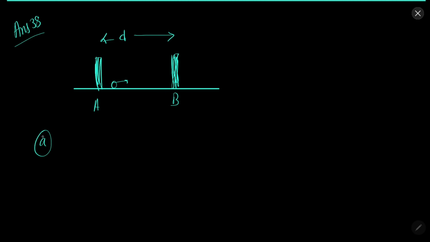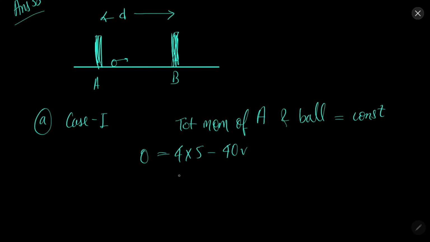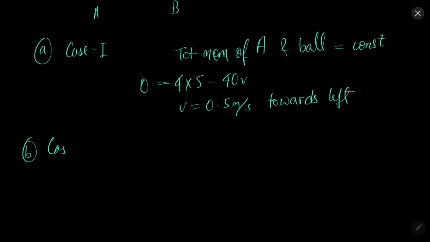Now case 1. So in case 1, total momentum of A and ball will remain constant. So this means 0 equal to 4 into 5 minus 40 into V. So V will be 0.5 meter per second towards left. Case 2.